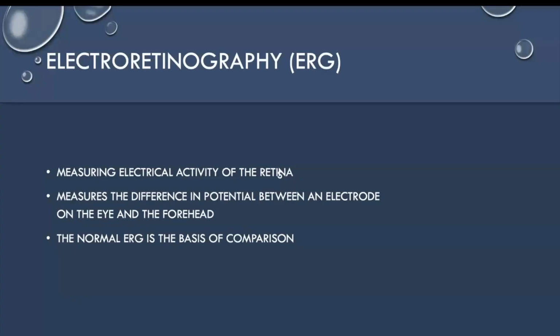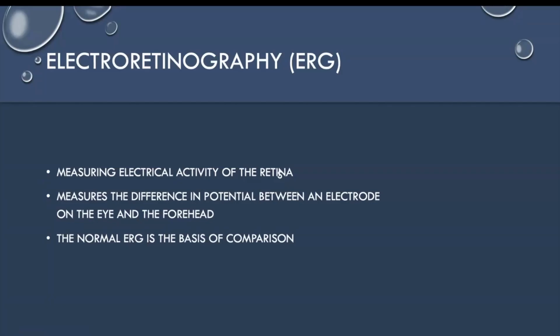So then going into the meat of today's discussion, looking at the electroretinography or your ERG, and this is specifically looking at electrical activity of the retina. It measures the difference in electrical potential between an electrode that sits either on the cornea or your lower lid, and the forehead.